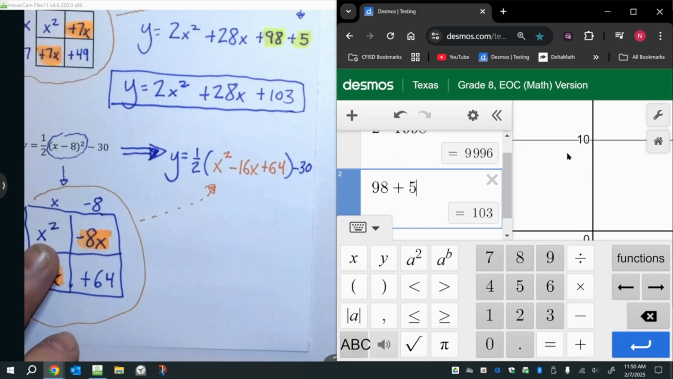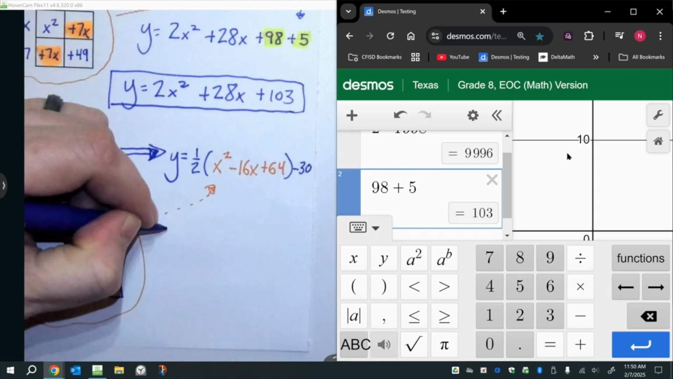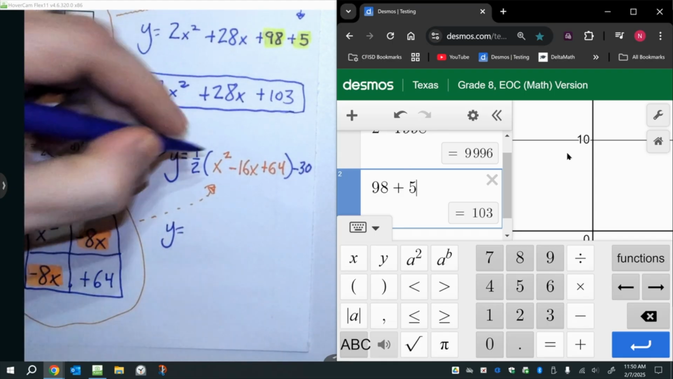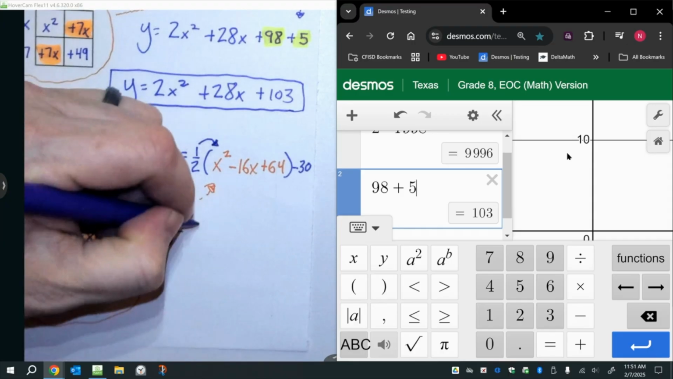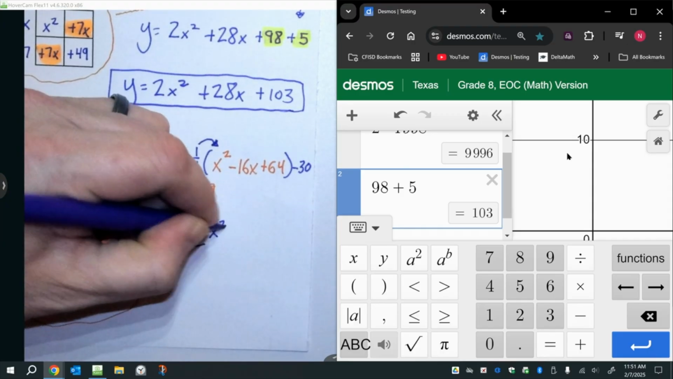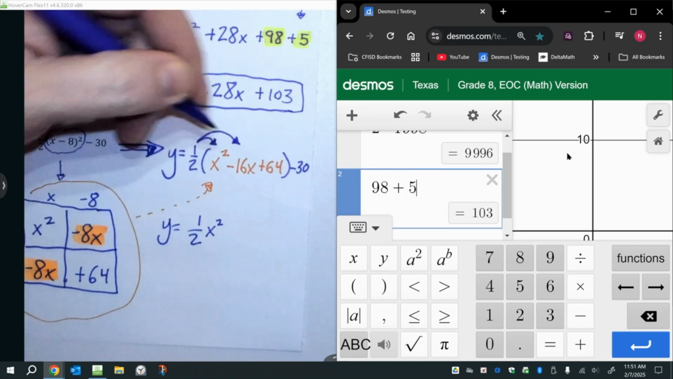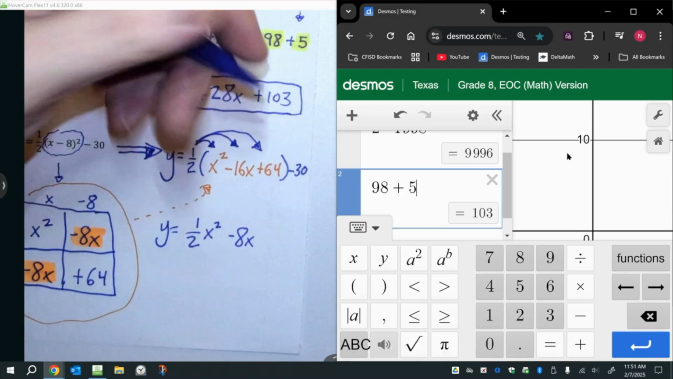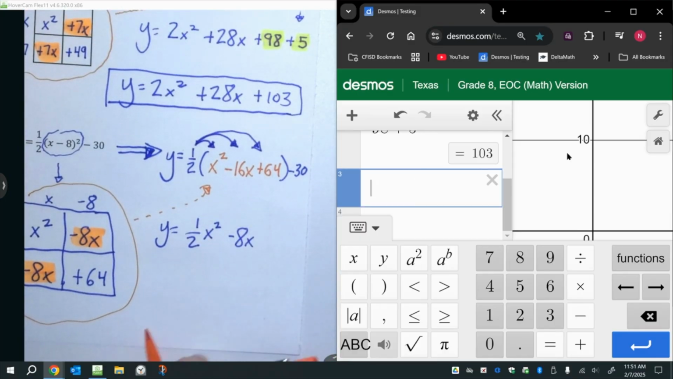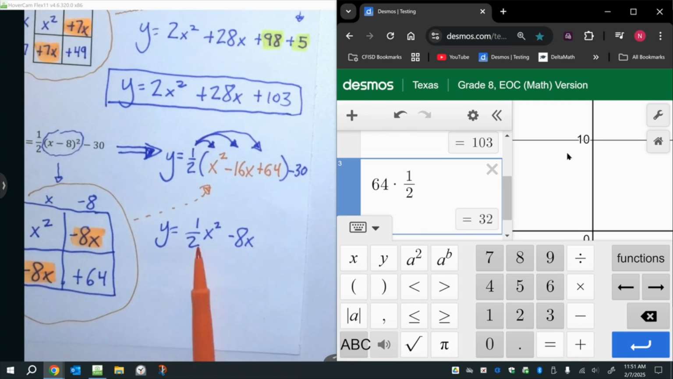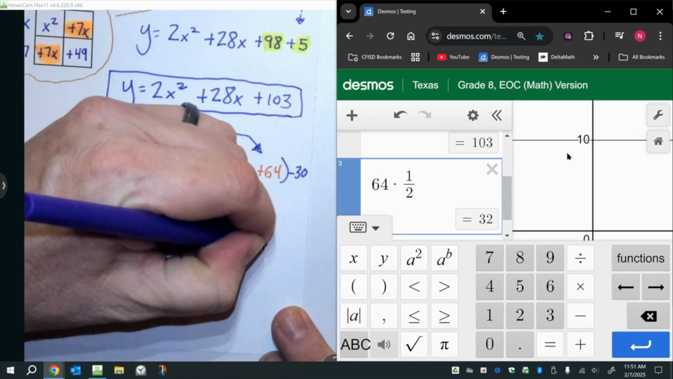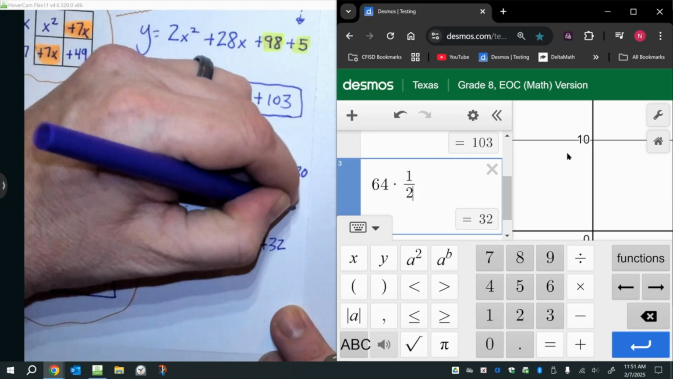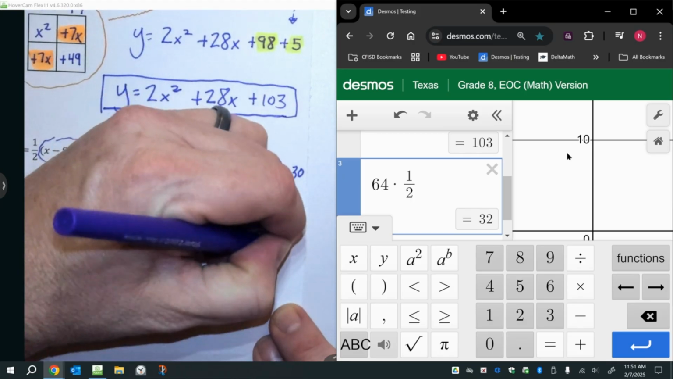All right, so we're going to distribute the 1/2 to everything. 1/2 times x squared, put them together. 1/2 times negative 16, you type that in, negative 8x. Half of 64, I don't know. I think that's 32, but I don't know. 64 times 1 over 2. Yeah, 32. Okay, cool. 32. So plus 32, and then we're going to bring down our minus 30.